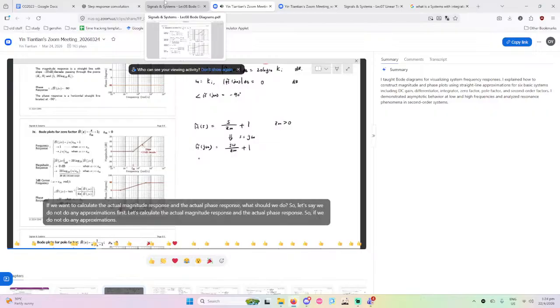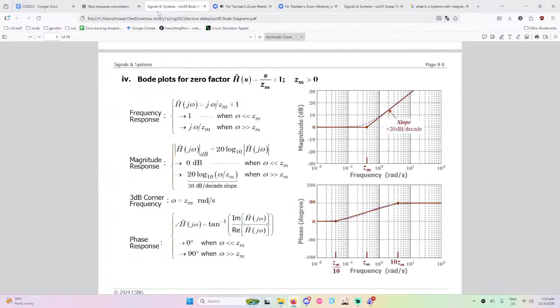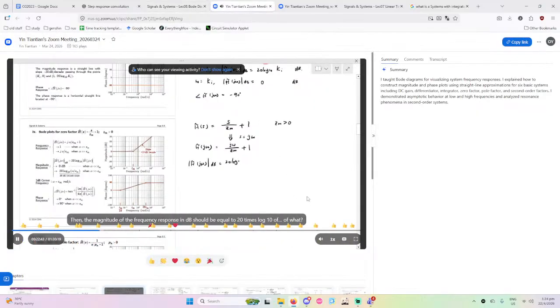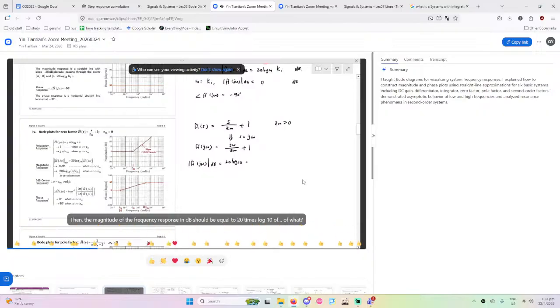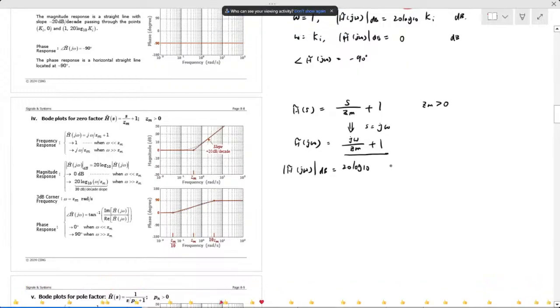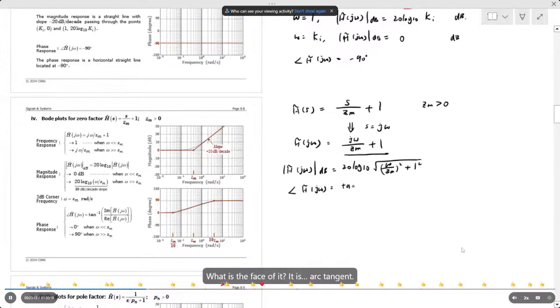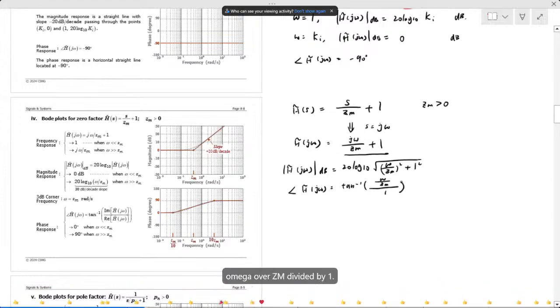If we want to calculate the actual magnitude response and the actual phase response, what should we do? Let's say we do not do any approximations first. If we do not do any approximations, then the magnitude of the frequency response in dB should be equal to 20 times log 10 of what? What is the magnitude of this term? The magnitude of it is the square root of (omega divided by Zm) squared plus 1 squared. Right? And then the phase of it is the arctangent of omega over Zm divided by 1.